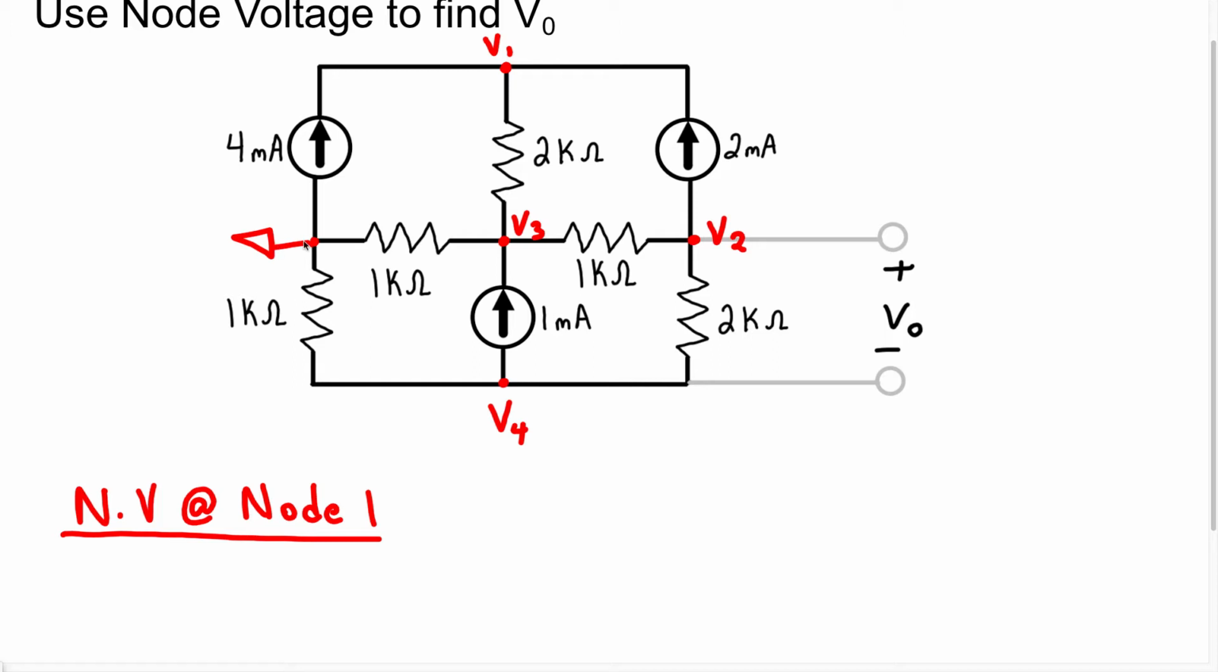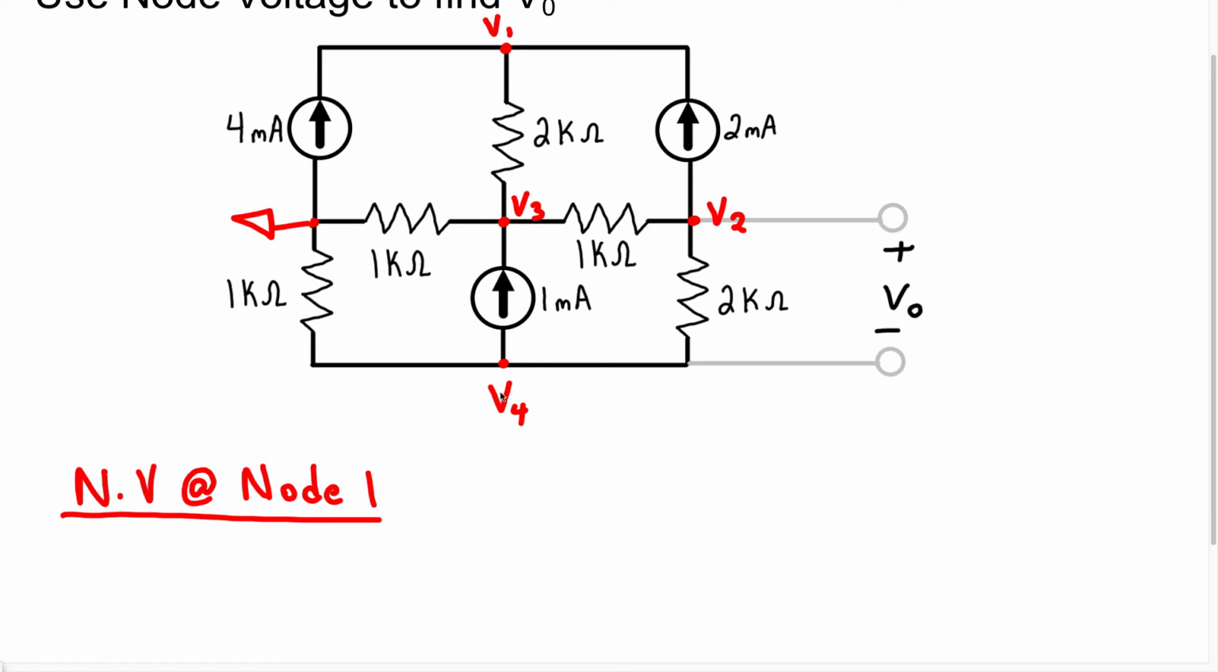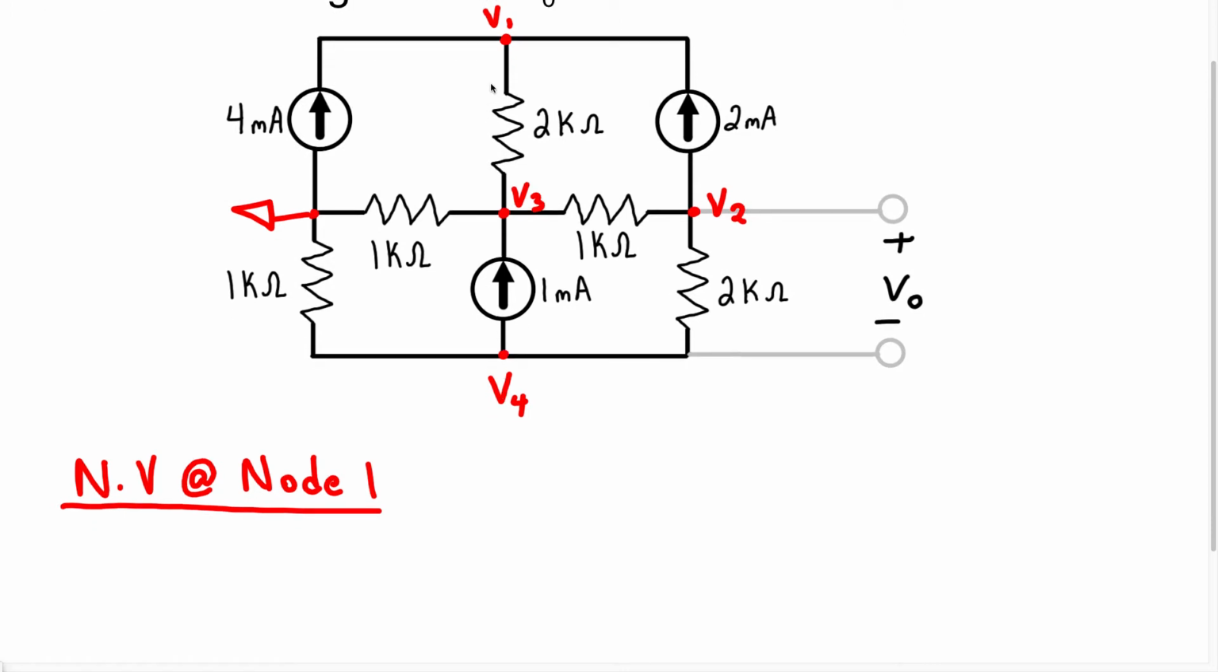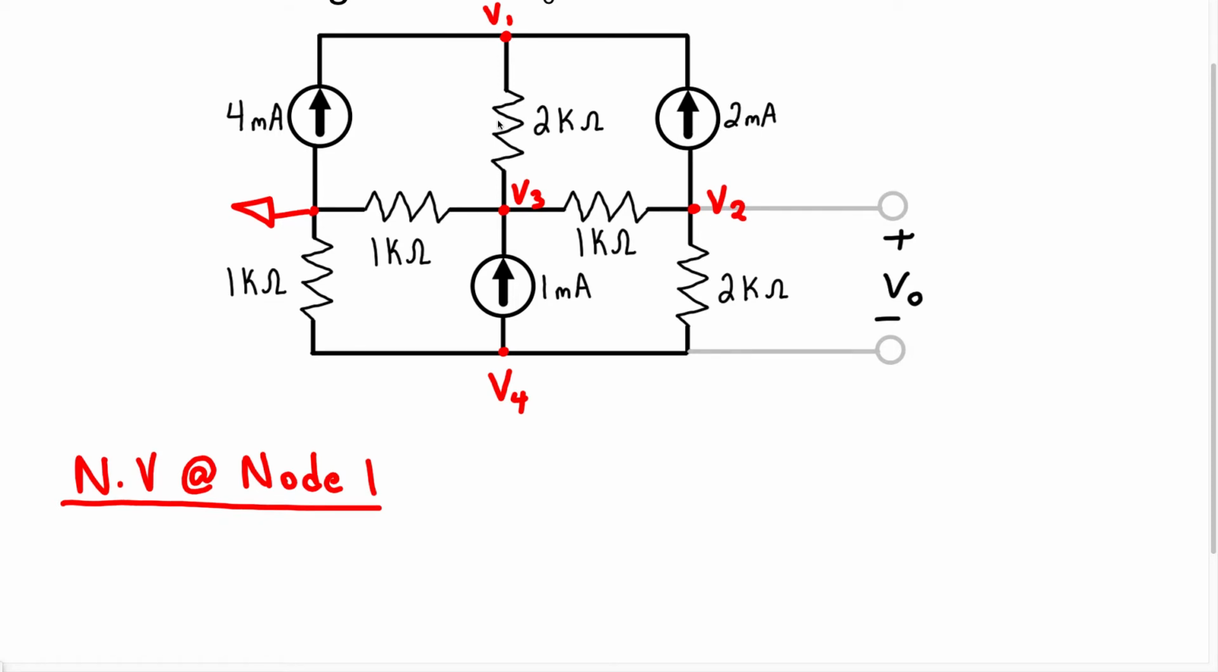You may not choose this node to be the reference node. You may choose this node to be the reference node. So it's really up to you how you want to proceed with this, but this is how I'm proceeding with this one, all right? Now, we're just going to follow the steps. We know we're going to assume current is leaving this node. So because we have a current source that's going to be entering, we're going to write this as a negative current. So we have negative 4 times 10 to the negative 3.